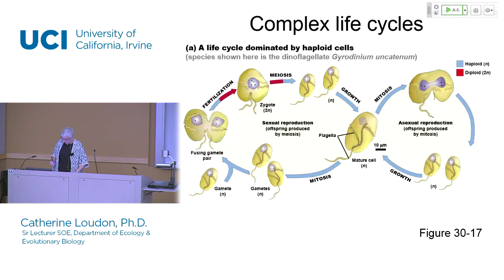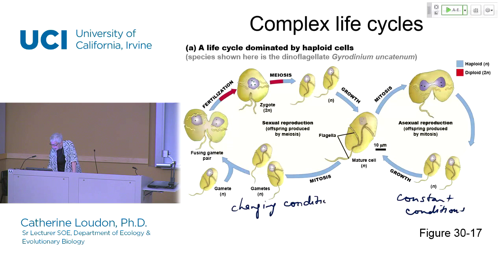And this actually follows a fairly general pattern, which is that asexual reproduction in many types of organisms, not just protists, but many other different kinds of organisms as well, one typically sees asexual reproduction during more constant conditions, and sexual reproduction when there are changing conditions. So in other words, it's environmentally determined whether or not the individuals are going to reproduce asexually or sexually.